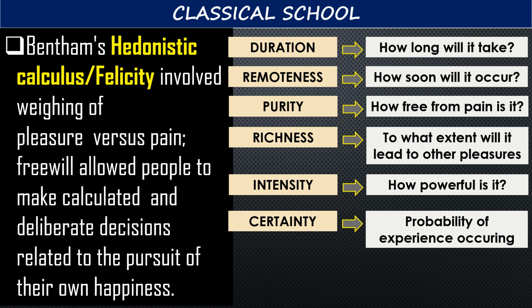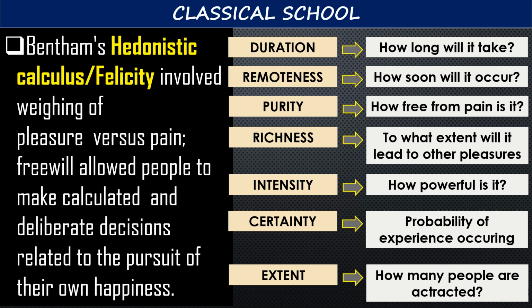We call it tendency of certainty, or the probability that their money invested in that particular networking company will yield more than what it would yield if that money were invested in other lines of business. So what else? The extent, how many people are attracted.